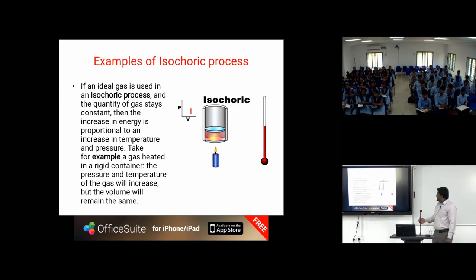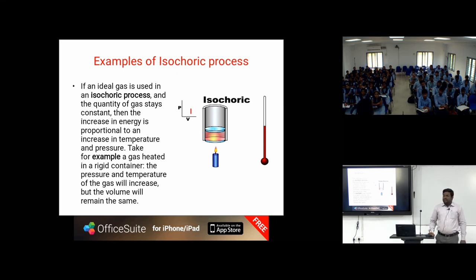Another example is given here: a gas heated in a rigid container. What happens? Pressure and temperature increase, isn't it? Pressure and temperature increase at constant volume. Which law is this? Charles law. At constant volume, pressure is directly proportional to temperature. Actually, these are the main processes.